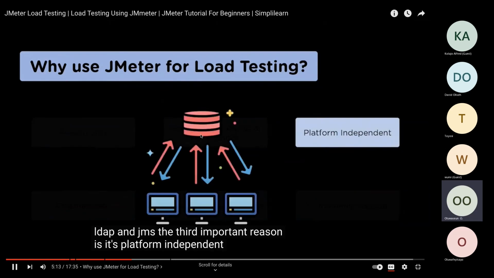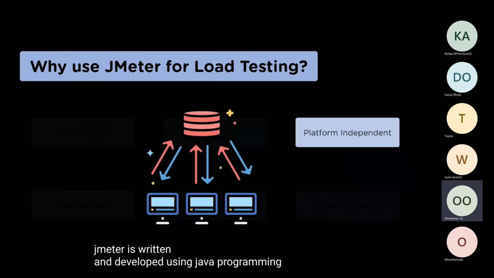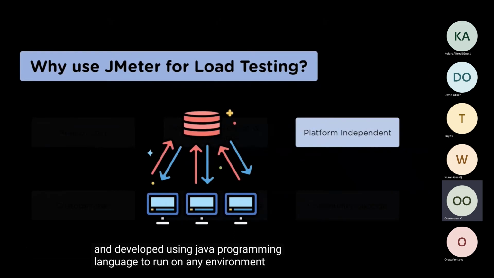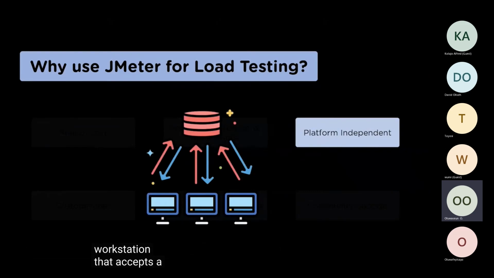its platform independent nature. JMeter is written and developed using Java programming language to run on any environment or workstation that accepts a Java virtual machine. For example, Windows, Linux, Mac, etc.